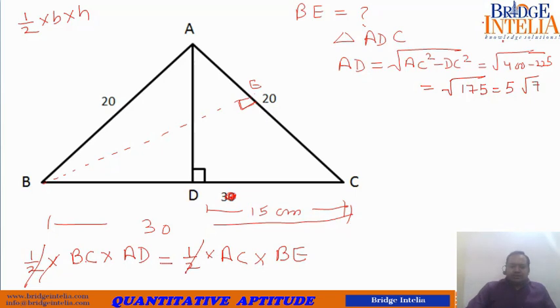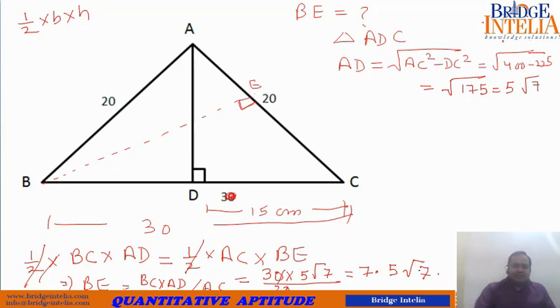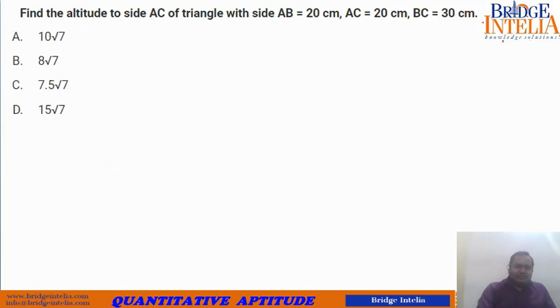So from here you can see that BE is equal to BC into AD divided by AC. So this is actually equal to BC, which is 30, into AD, which is 5 root 7, divided by AC, which is 20. So this comes out to be 7.5 root 7. So this is the correct answer.